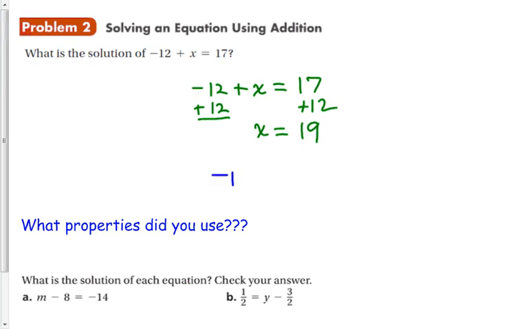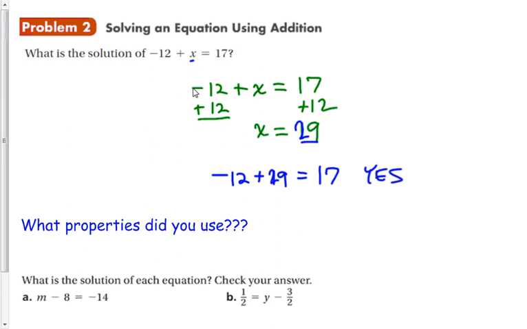And just to check that, I would substitute 19 for x in the original equation and just make sure that equals 17. And if I add, oops, I added here wrong, didn't I? Made a mistake, sorry about that. 29, that's why checking it is a good idea. So negative 12 plus 29 is 17, now we're good.